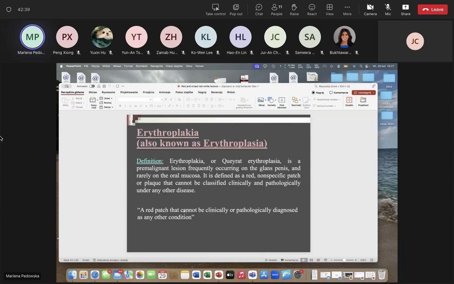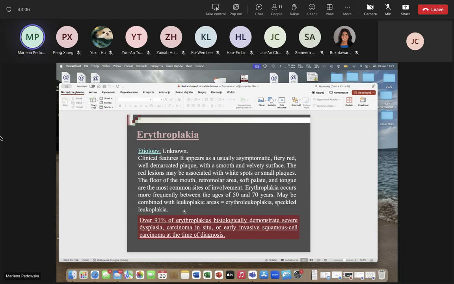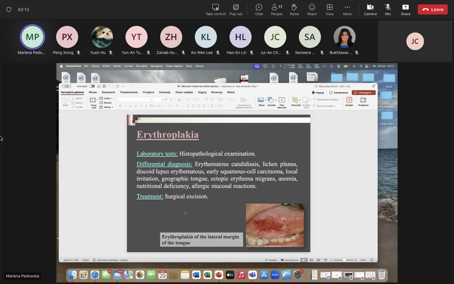The lesion which is considered to be precancerous, second most common after leukoplakia, is erythroplakia, and the definition is also not so precise. It's after Queyrat, so Queyrat erythroplasia. It's a pre-malignant lesion, so any lesion which cannot be classified as a different lesion is erythroplakia. Unfortunately, with erythroplakia, we have a higher tendency for dysplasia than with leukoplakia.